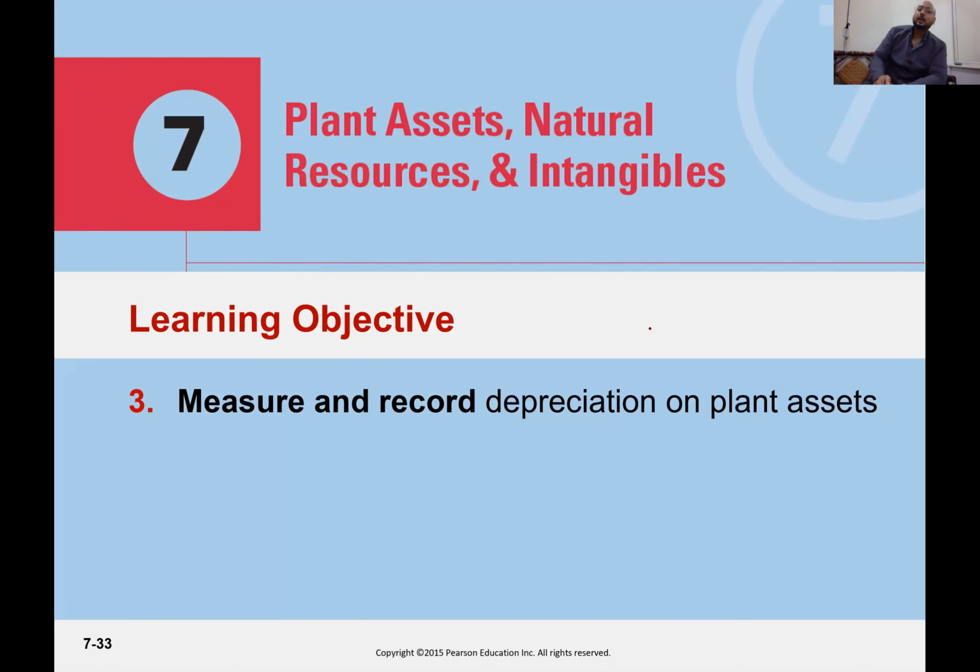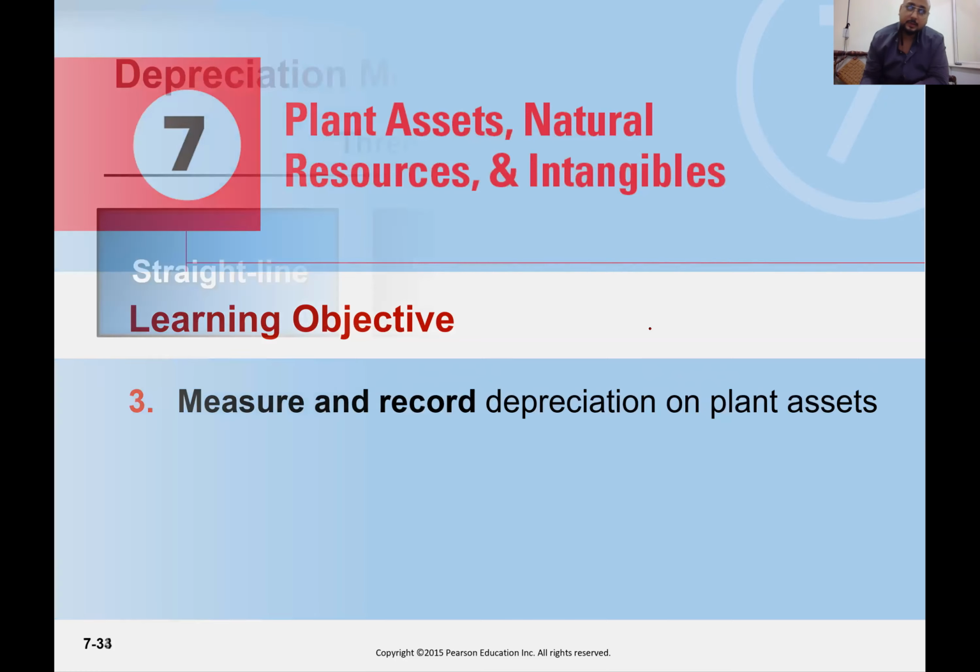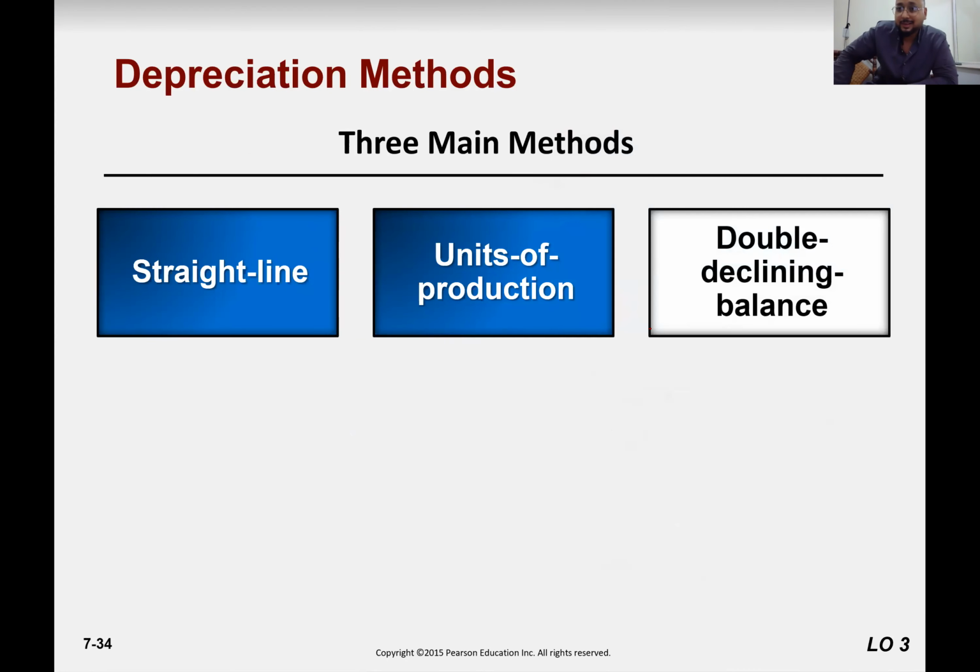Now, measure and record depreciation on plant assets. The last one is double declining method.